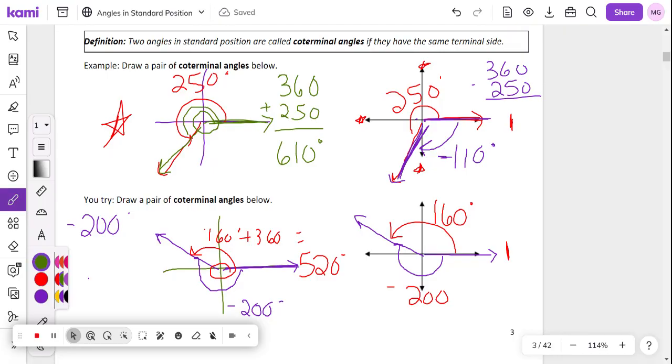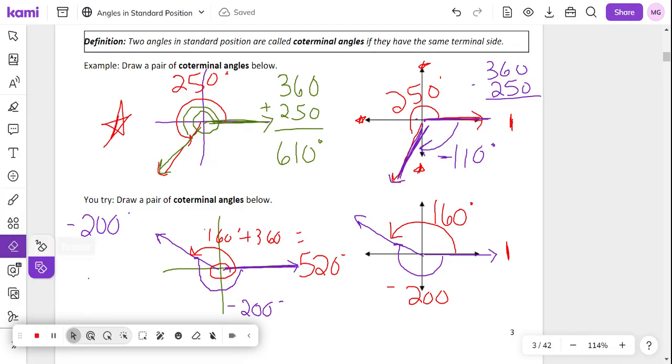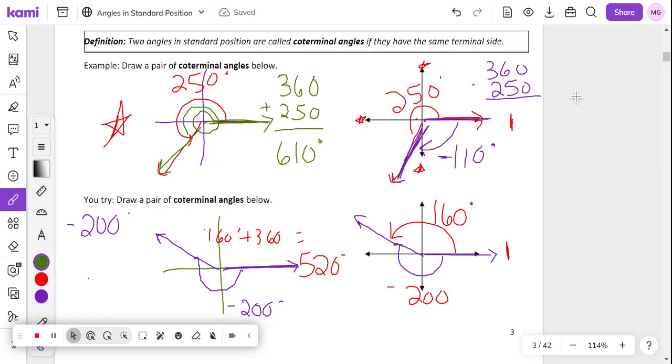We could have also gone in the negative direction. There's a lot of different ways we can do this. But if we had done, I'm going to erase that red just to get it out of there for a second, if we had gone in the negative direction, we could have had negative 360 plus negative 200 and landed in the same spot. So negative 200 and negative 360, we would have negative 560 degrees.